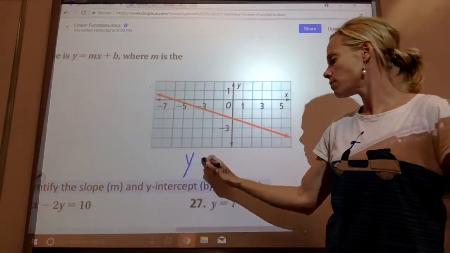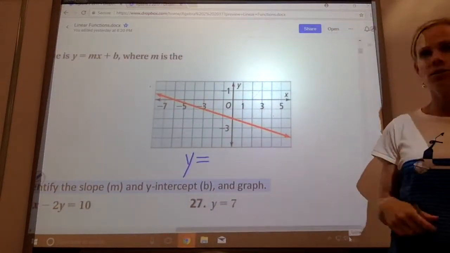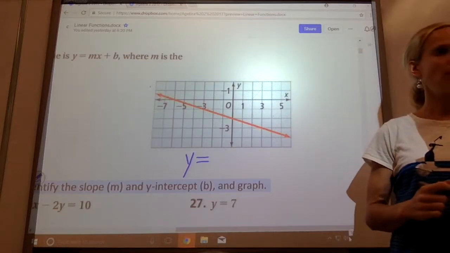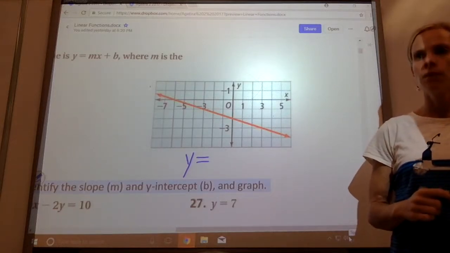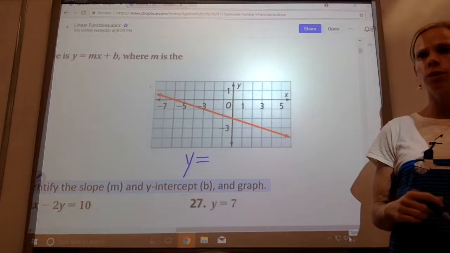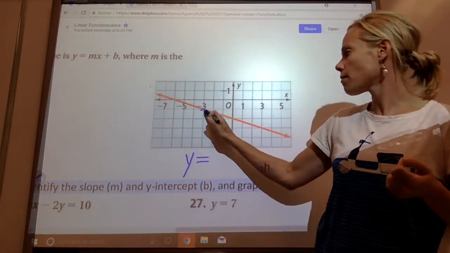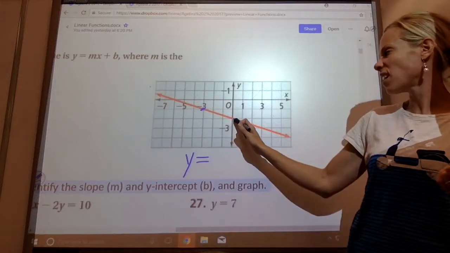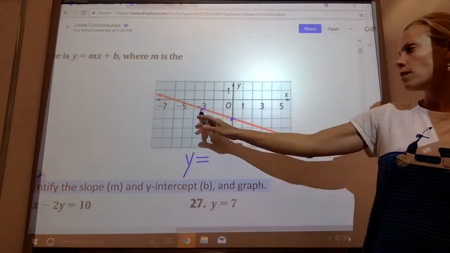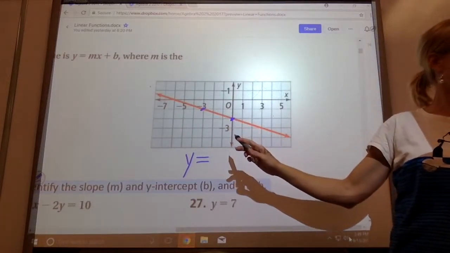So slope-intercept form, how would I find a slope here? What do I need to find a slope? Rise over run, which means you need 2 points. Any 2 points, maybe like (-3, -1) and (0, -2). Those are nice, distinct points.